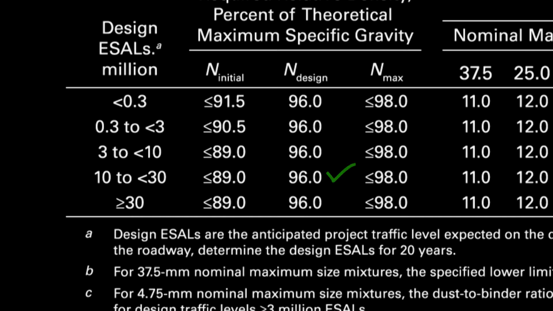Our next requirement that we need to check is our percent GMM at NMAX compaction level. We see that SuperPave requires that our percent GMM at NMAX be less than or equal to 98.0%. We estimated that our percent GMM at NMAX for our corrected binder content would be 97.46%. Therefore, we meet the SuperPave requirement.